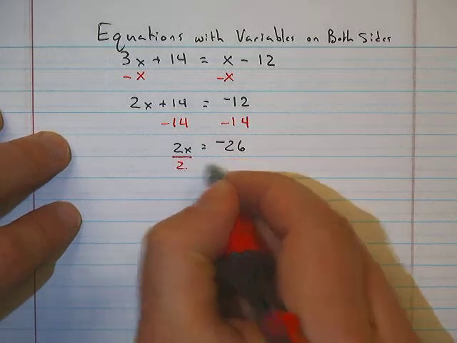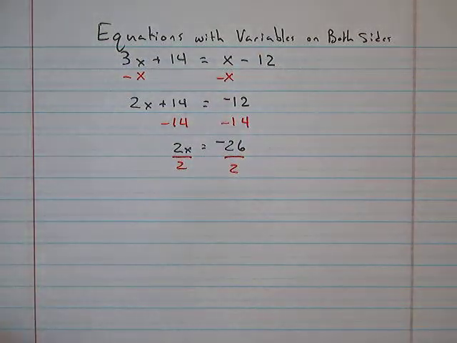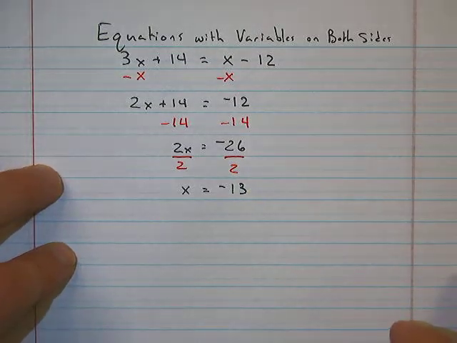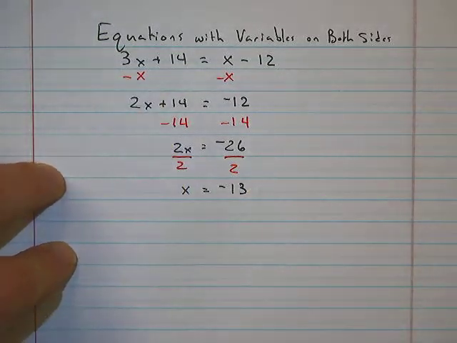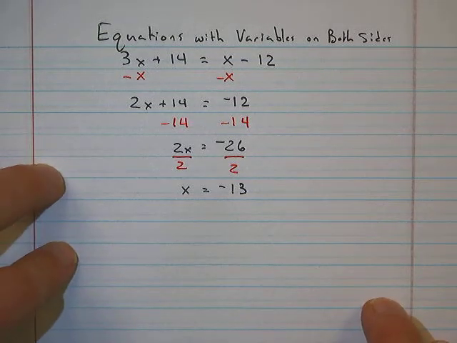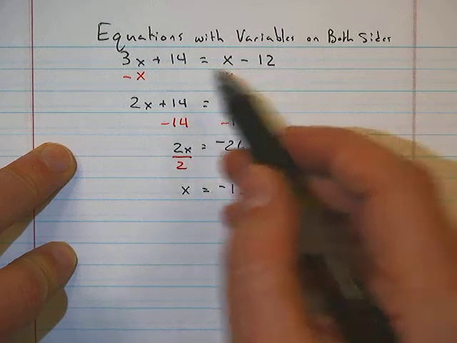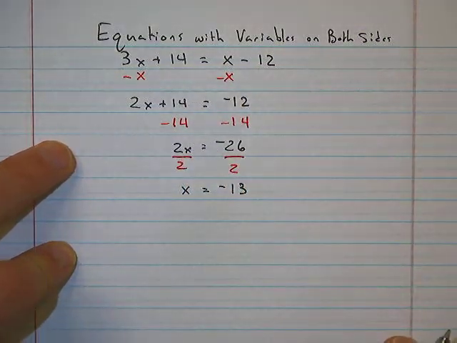Now we just need to remove the coefficient. Divide by 2 on both sides. x is equal to negative 13. Now we can plug that back into the equation to check it. Negative 13 times 3 is negative 39. Negative 39 plus 14 is negative 25. Negative 13 minus 12 is negative 25. Negative 25 equals negative 25. We got the correct answer.